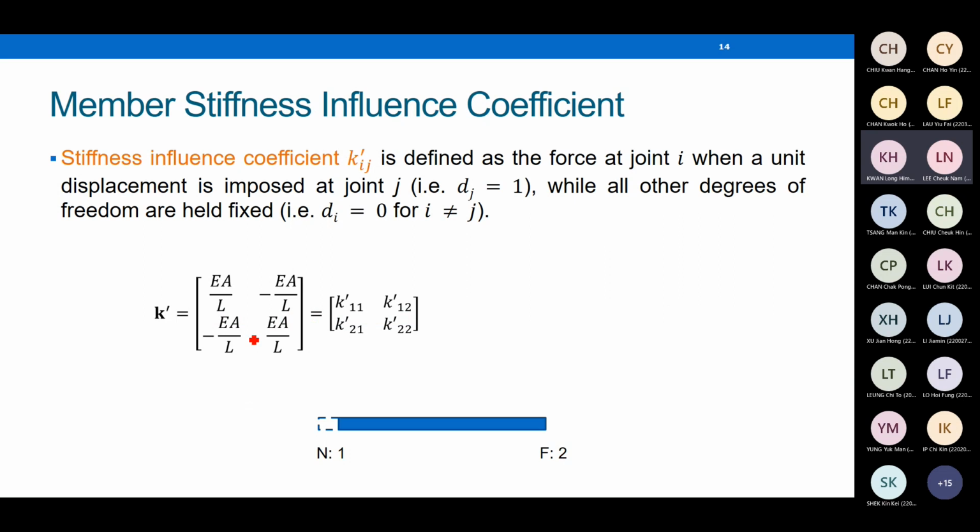This is the physical meaning of the stiffness influence coefficient, K prime ij. K prime ij is defined as the force at joint i when the structure is under a unit displacement applied at joint j. K is the element inside the stiffness matrix. It is defined as the force at one position due to unit displacement. Unit means 1. Actually, the stiffness matrix represents the force due to unit displacement.